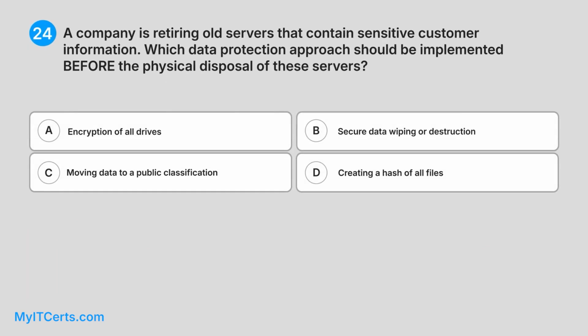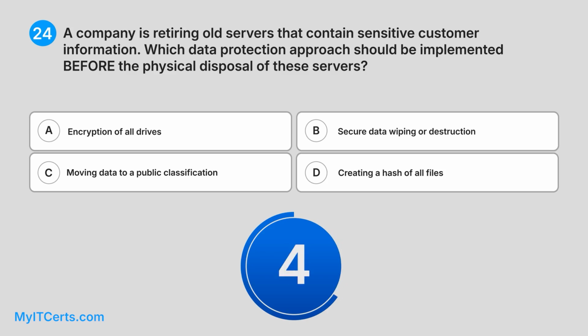24. A company is retiring old servers that contain sensitive customer information. Which data protection approach should be implemented before the physical disposal of these servers? A. Encryption of all drives. B. Secure data wiping or destruction. C. Moving data to a public classification. D. Creating a hash of all files. Do you know the answer?